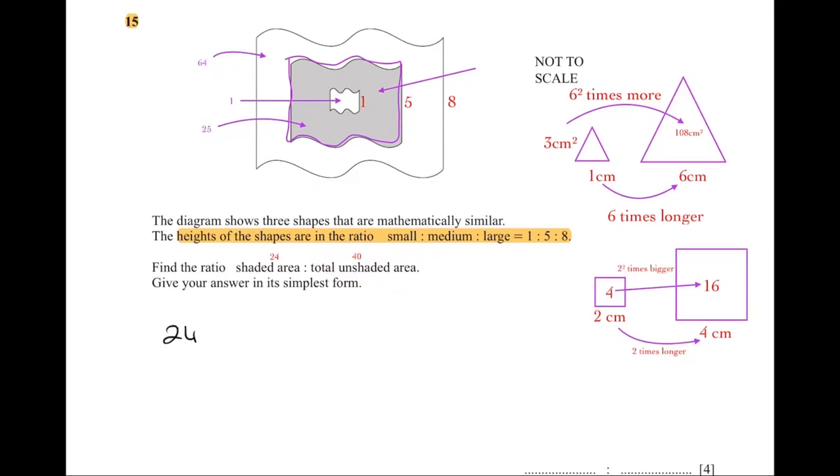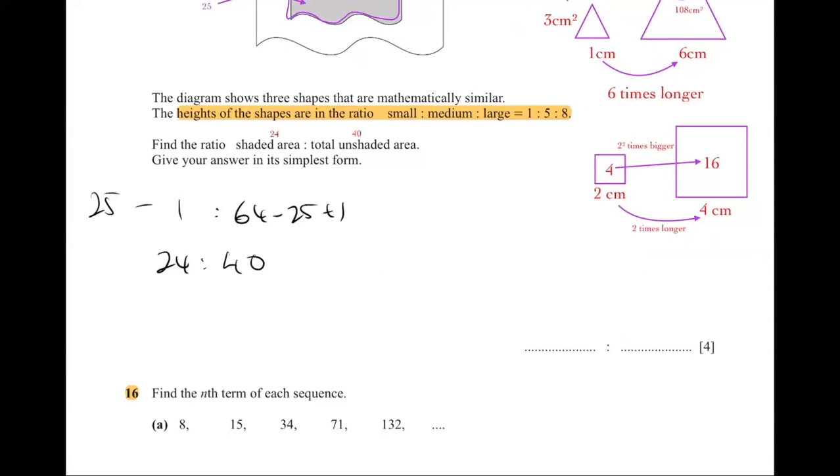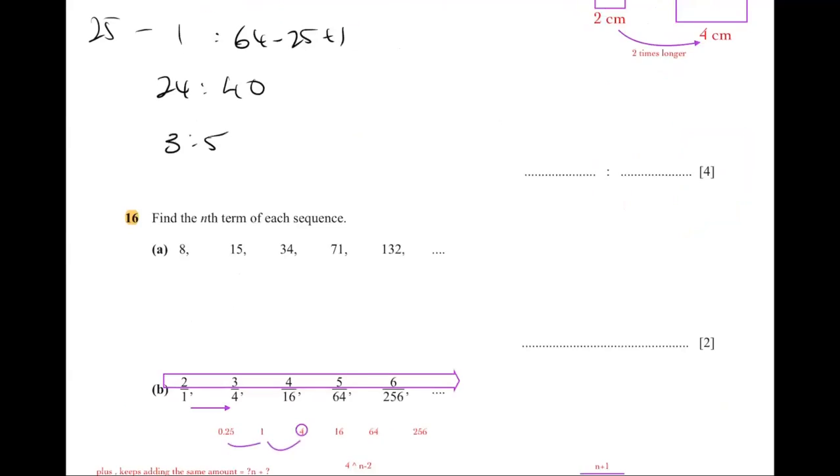So 64 plus 24 minus 25 plus 1. 24 is also another calculation. 25 minus 1. 40. So just simplify it by typing in a calculator. Just write 24 over 40, then you can get the most simplified answer. 3 is to 5.